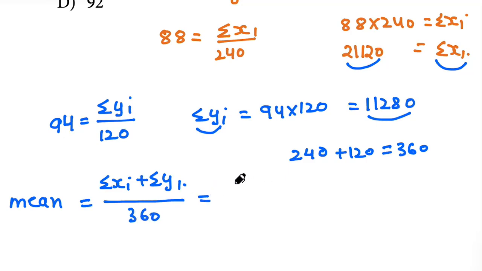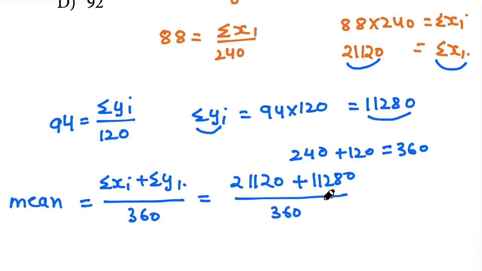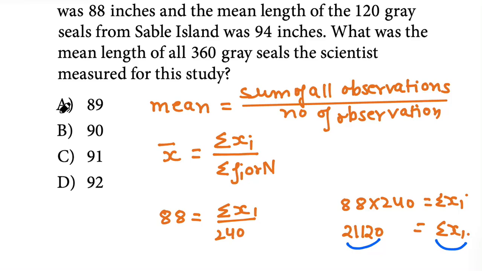So what is the sum of xi and yi? It is 21120 plus 11280, all over 360. So 32400 over 360 is equal to 90. So the mean of all is 90. B is the right observation.